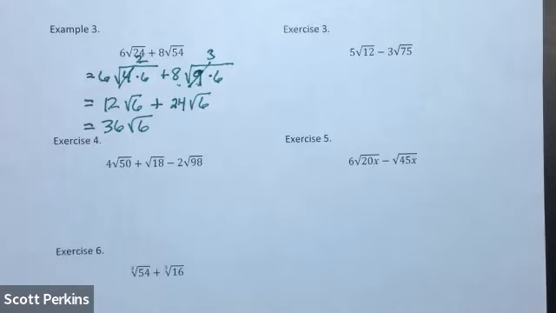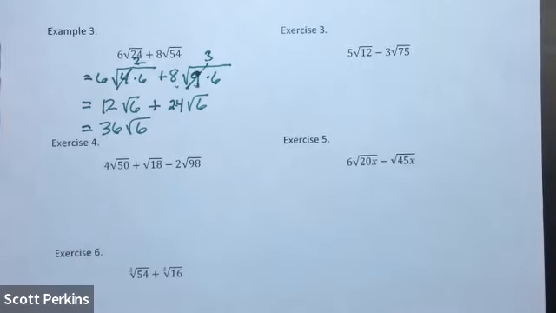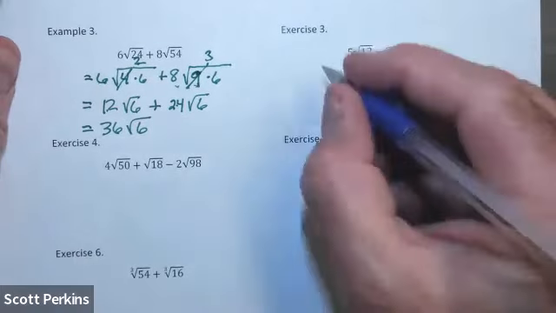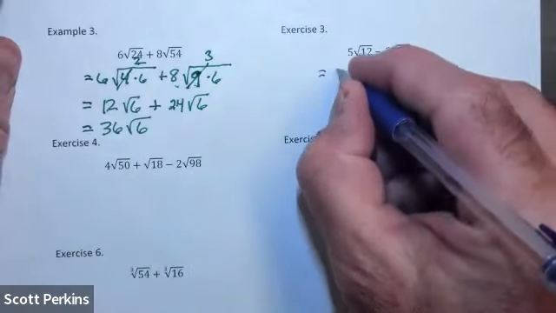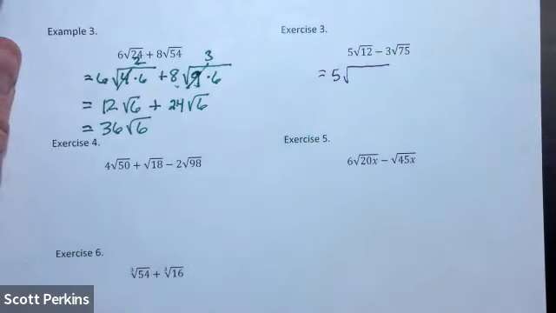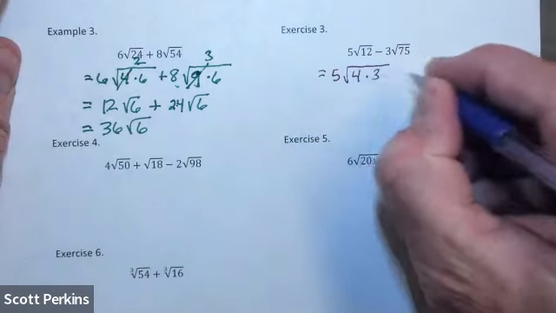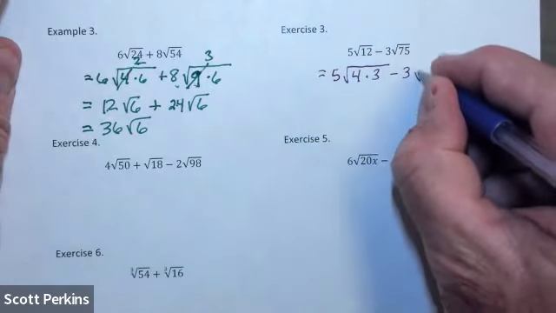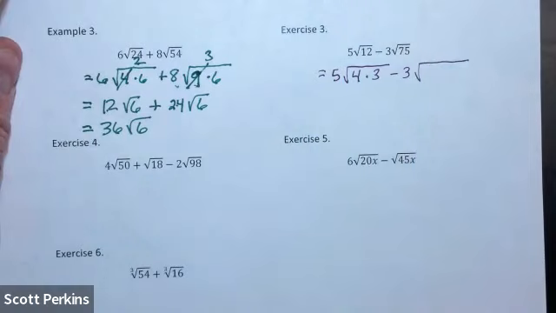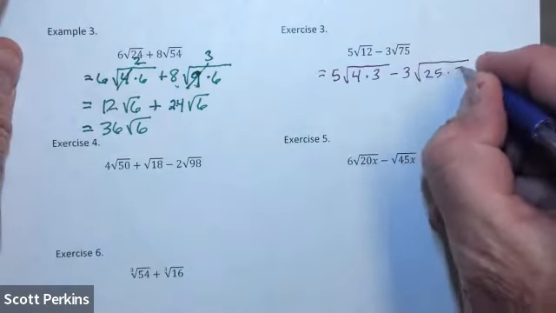All right, well, let's see how you did here. Let's get any feedback that we need to improve on. So the first one, I've got 5 square root of 12. What's the perfect square factor of 12? Yes, indeed, 4 times 3. And then minus 3 square root of 75. What's the perfect square factor of 75? 25 times 3, well said.